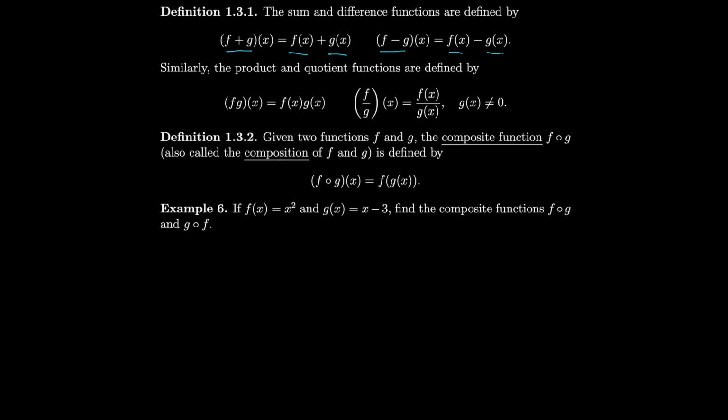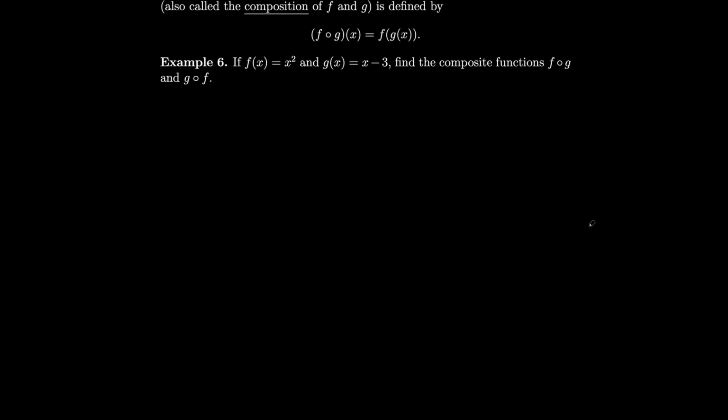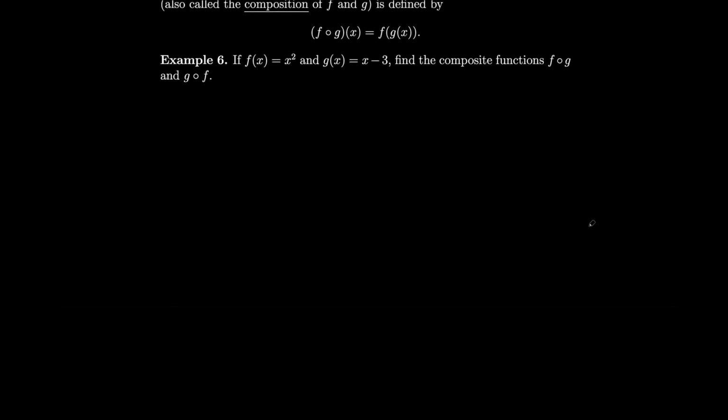We can also compose functions. So we call the composition of f and g, that's f composed with g of x, to be f of g of x. That means we just take f of x, and instead of evaluating it at some x value, we just plug in g of x for that x value. So let's do an example of that. If f of x equals x squared and g of x equals x minus 3, let's find the composite functions f composed with g and g composed with f.